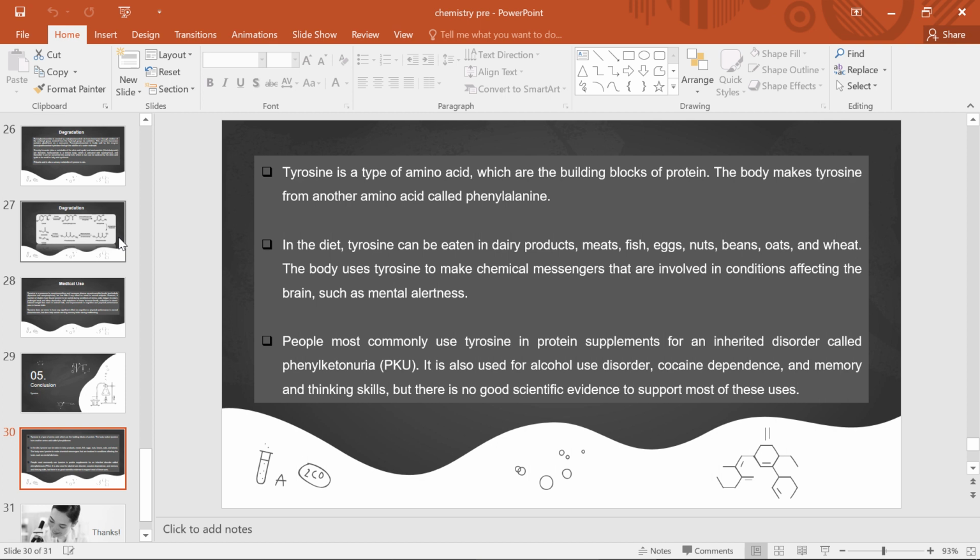People most commonly use tyrosine in protein supplements for an inherited disorder called phenylketonuria. It is also used for alcohol use disorder, cocaine dependence, and memory and thinking skills, but there is no good scientific evidence to support most of these uses.